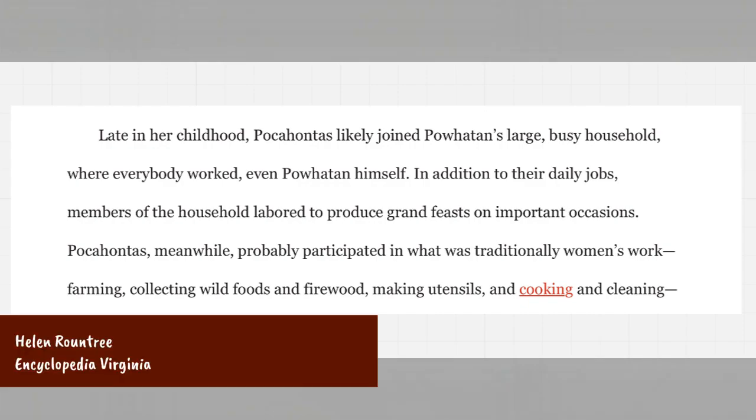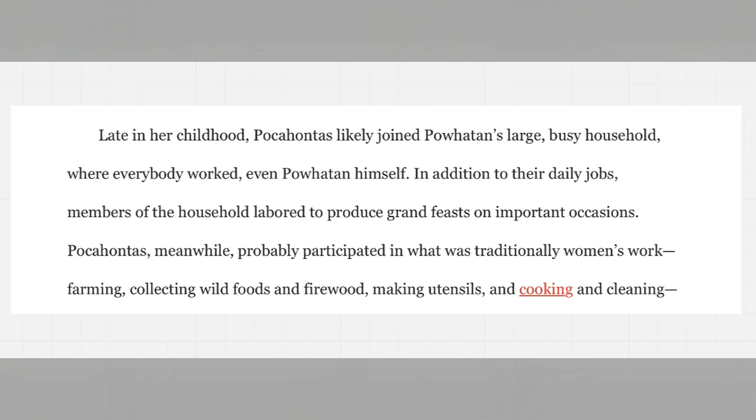Late in her childhood, Pocahontas likely joined Powhatan's large, busy household where everybody worked, even Powhatan himself. In addition to their daily jobs, members of the household labored to produce grand feasts on important occasions. Pocahontas, meanwhile, probably participated in what was traditionally women's work: farming, collecting wild foods and firewood, making utensils, and cooking and cleaning.